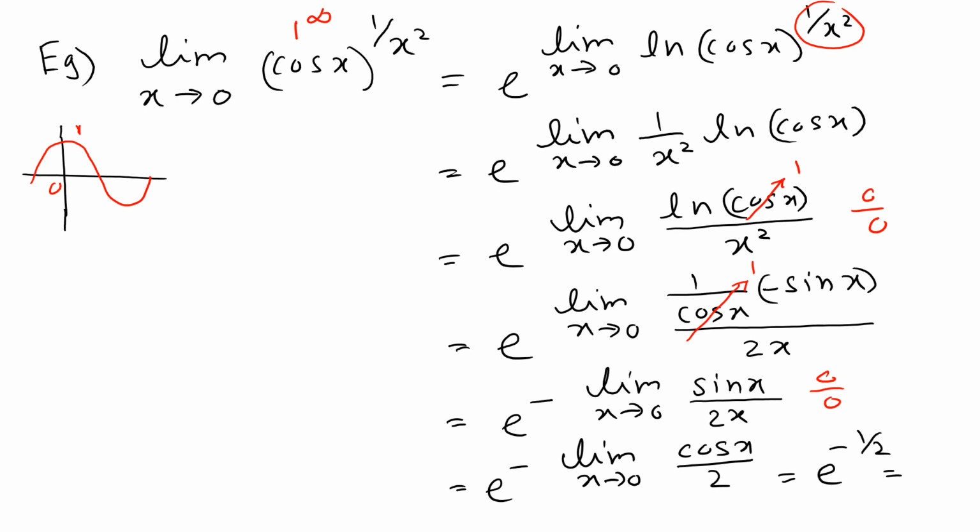Negative 1/2 power means 1 over the 1/2 power, which means square root. So it's 1 over square root e. It's very interesting. A 1 to infinity problem becomes 1 over square root e. So let's do the first problem using the second method now, just to complete the argument.